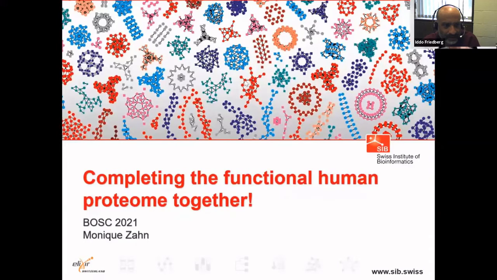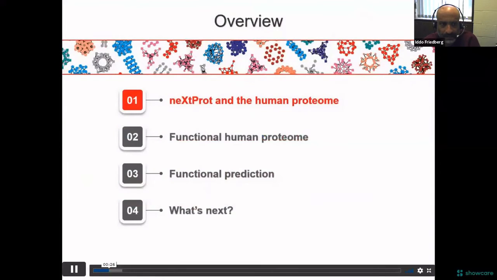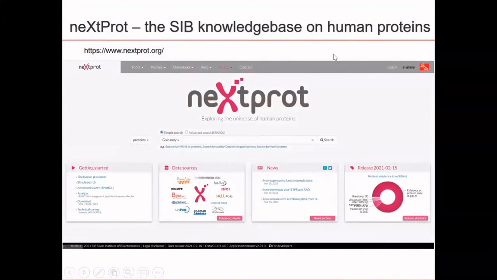Today, I would like to convince some of you to complete the functional human proteome together with the NextProt team. To begin with, let's take a look at what we know about the human proteome. So NextProt is the SIB knowledge base on human proteins. It provides data taken from a number of different sources and tools to analyze these data, thus providing a platform to explore the universe of human proteins. Now, the data is all available through the CC BY 4.0 license, and most of the code is also on GitHub.